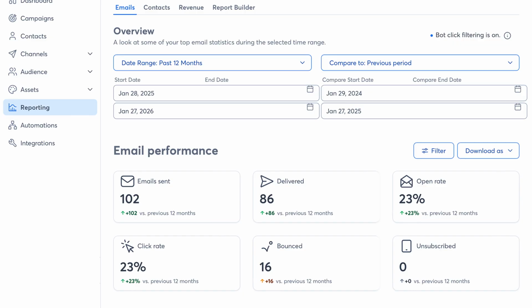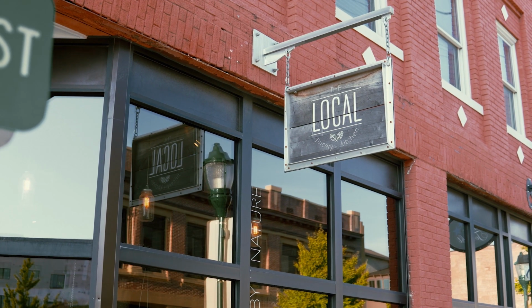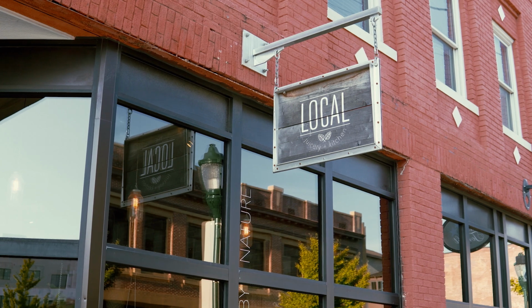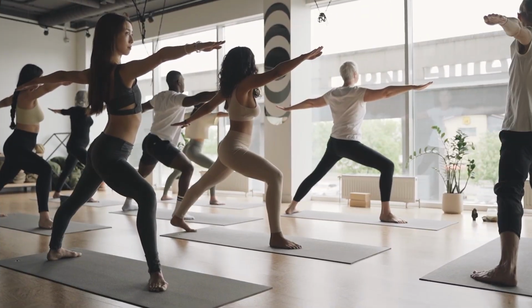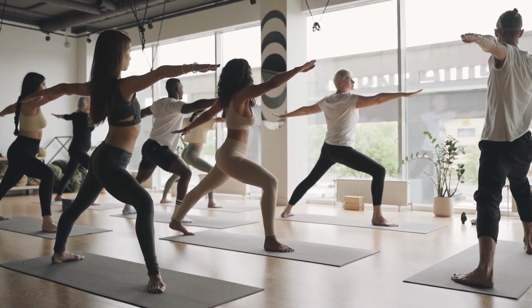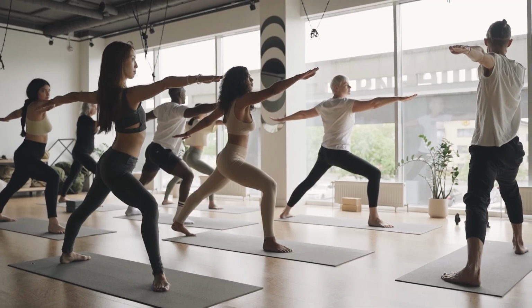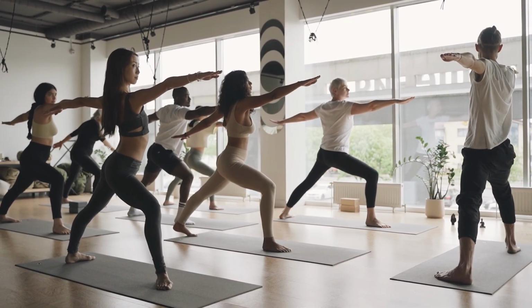Keep in mind, open rates vary depending on your industry. So if your friend in the restaurant business has an open rate of 40 to 50% and you're sitting at about 20 to 25% in a different industry, don't get discouraged. And that's how you can improve your open rates with Constant Contact.